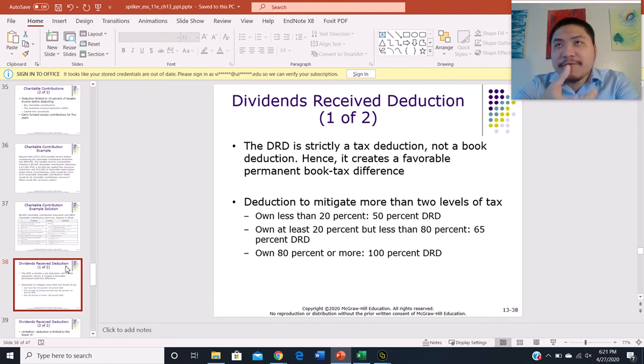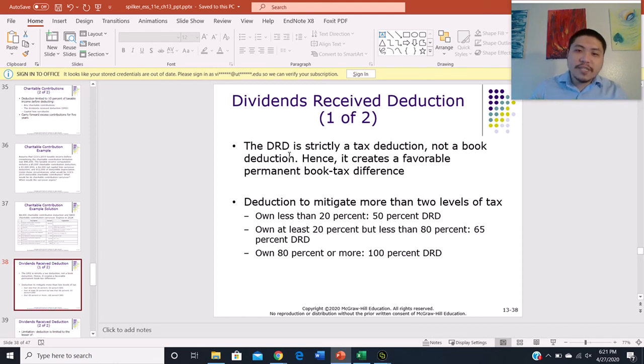Then corporation A, after they receive the dividend from corporation B, also has to pay tax at the corporate level before distributing the dividend to their own shareholders. So that's the second level. Then the shareholders of corporation A, after receiving the dividend, have to pay tax at the individual personal level as well. So that's the third level. That's triple taxation. We already talked about this in previous chapters, so I'm not going to talk much about it anymore.